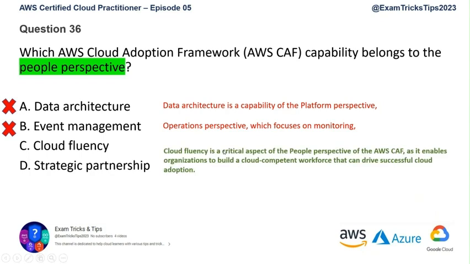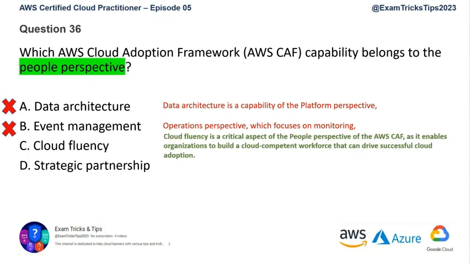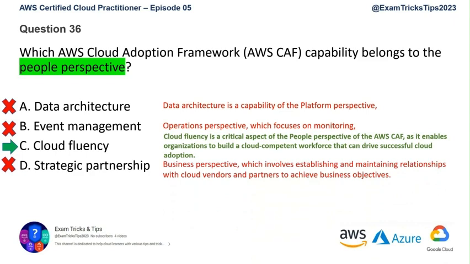So this is correct for me, but we will go through the next option as well and see how that looks. And the last one, option D, is strategic partnership. And again, this is not a people perspective. It is a business perspective. It involves establishing and maintaining relationships with cloud vendors and partners to achieve business objectives. So this is all about your relationship and vendor management skills, and this particular aspect is focusing on business. So D is also incorrect. It's not a people perspective capability of the Cloud Adoption Framework. So for us, our answer is option C.